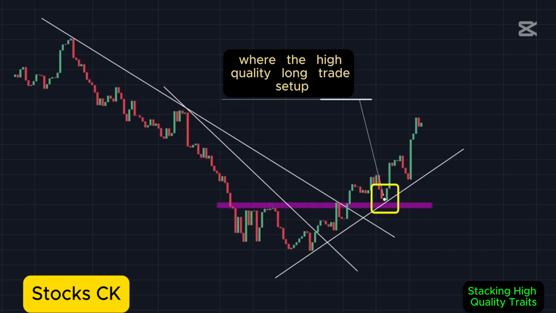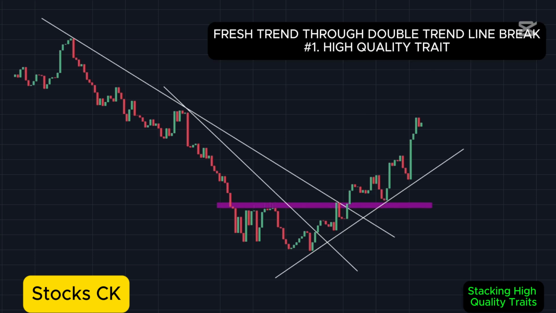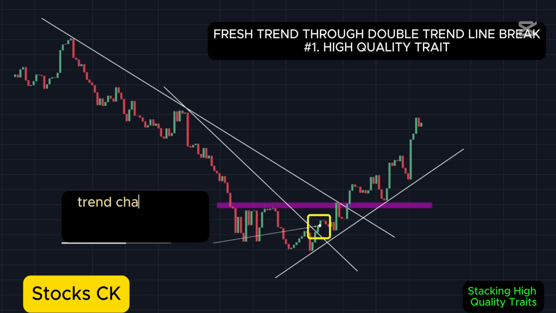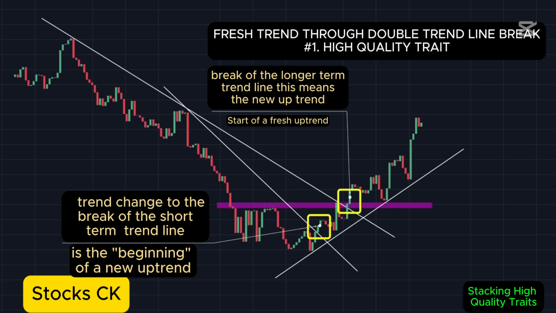This here is where the high-quality long trade setup occurred. Let's break down the high-quality traits that this trade setup had going for it. First, you have a fresh trend change, with the break of the short-term trend line and the break of the longer-term trend line. This means the new uptrend has legs and room to move further.